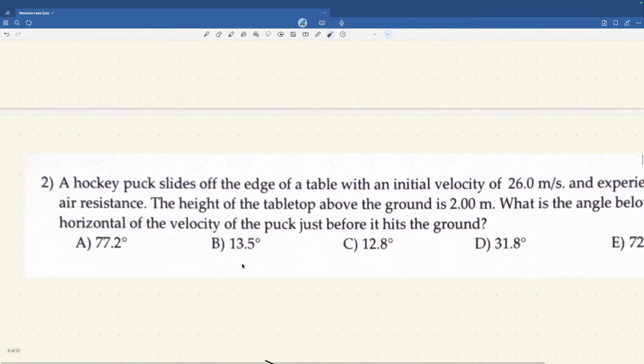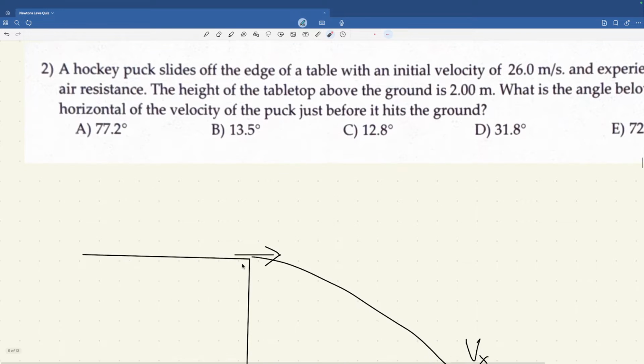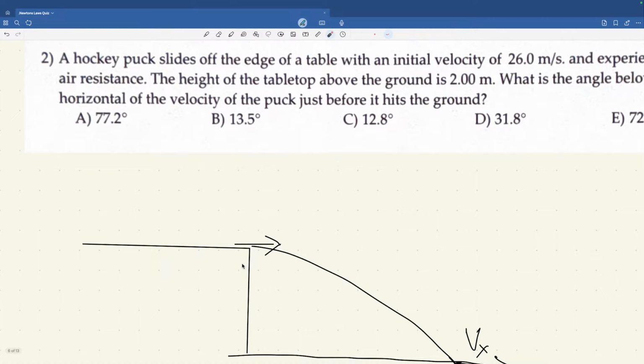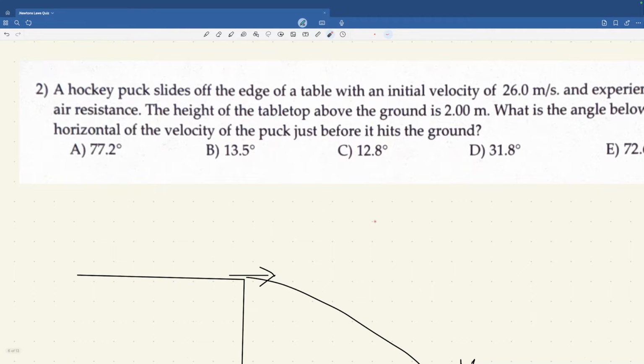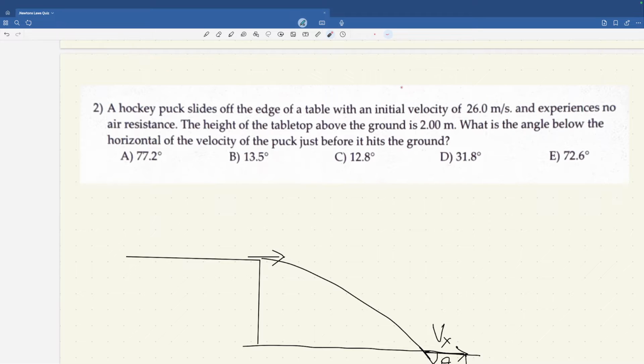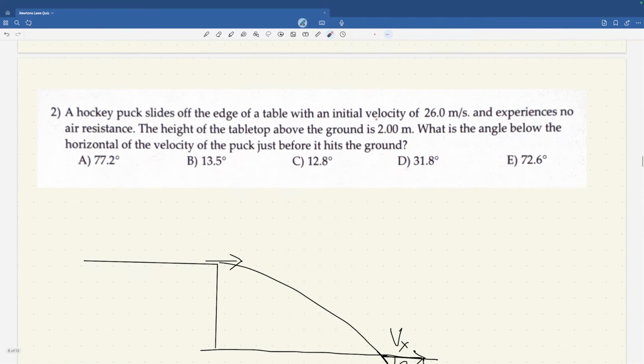Then you go to question number 2. Here's the question. A hockey puck slides off the edge of a table with an initial velocity of 26.0 meters per second and experiences no air resistance. The height of the tabletop above the ground is 2 meters. What is the angle below the horizontal of the velocity of the puck just before it hits the ground?